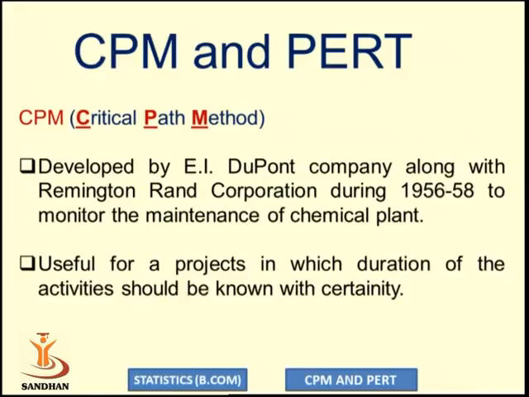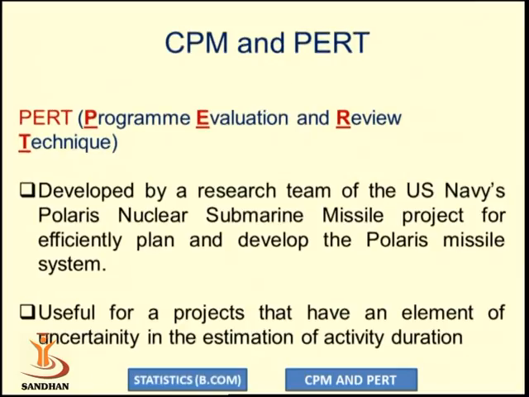The critical path method was developed by DuPont company along with the Remington Rand Corporation during 1956 to 58 to monitor the maintenance of chemical plants. It is useful for a project in which the duration of the activities is known with certainty. While the PERT technique was developed by a research team of the US Navy's Polaris nuclear submarine missile project to efficiently plan and develop the Polaris missile system. Generally, the PERT technique is useful for a project that has an element of uncertainty in the estimation of activity duration.